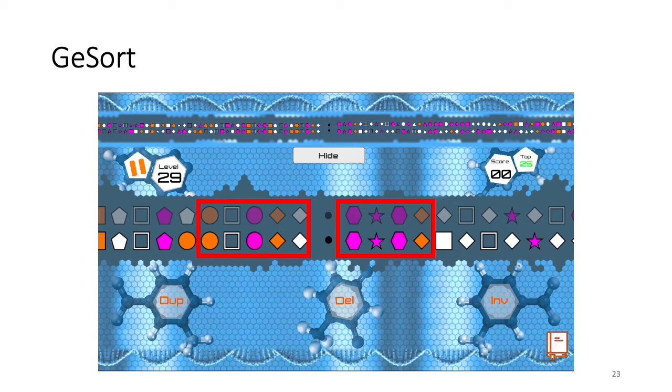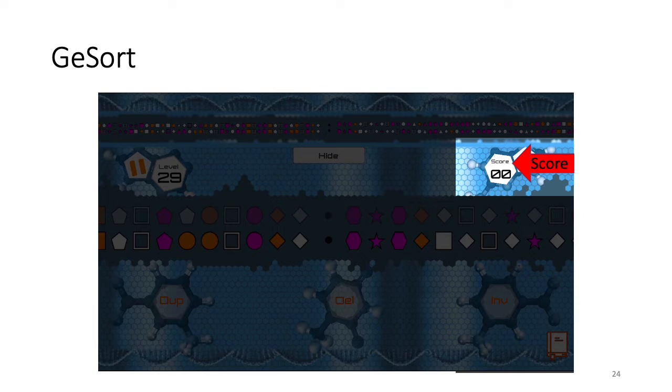We know the human brain is very good at recognizing patterns, so GeSort's goal is to compare the sequence of moves used by the players to solve the puzzles. The player starts the level with score 0. Every time the player performs an operation, also called a move, their score is increased by 1. The goal is to solve the puzzle with as few moves as possible.